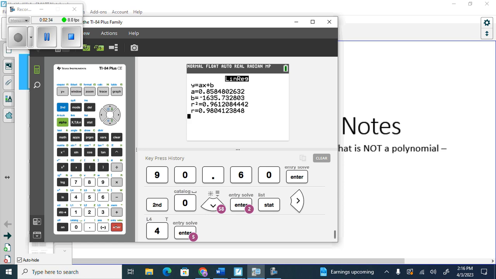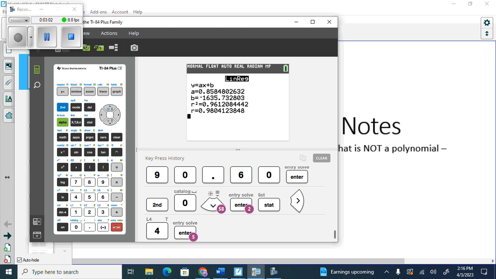How do you do the diagnostic one? You do second, 0, second catalog, and then you go all the way down to diagnostic on, and then hit enter until it says done. So here it has an R squared. That R squared is the correlation coefficient. Is everyone paying attention? That R squared tells you how much percent of the data that's actually in this table falls on the equation they gave us.